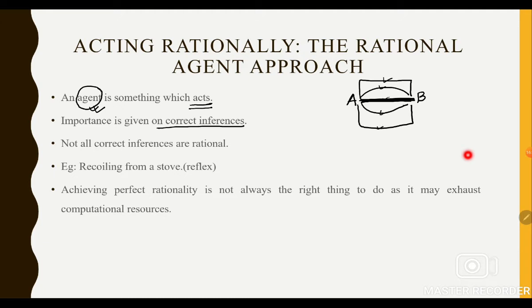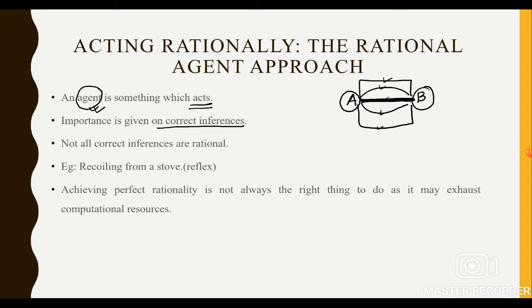Okay, so a rational agent will be that agent or that computer program which will pick the best possible route, in this case the shortest route, at all times and in any type of environment.